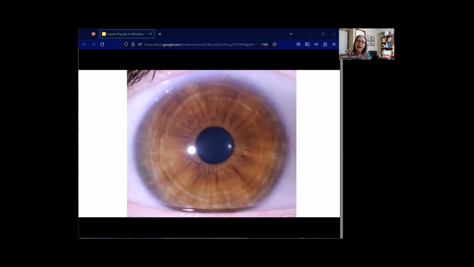So how would a constitutional iridologist look at this? First thing is, we would want to know, what is our client's concern? Why are they seeking advice from us? So let's pretend this is a female, age 55. I actually don't remember who this is. I need to look that up.